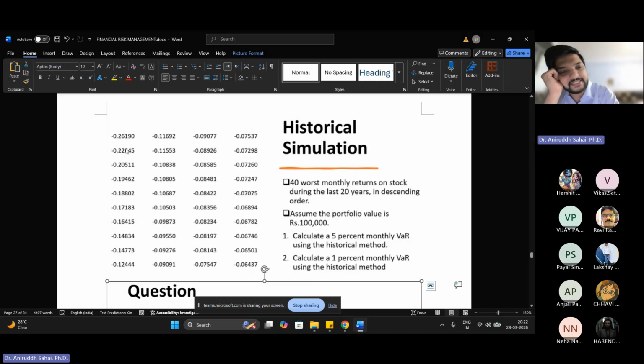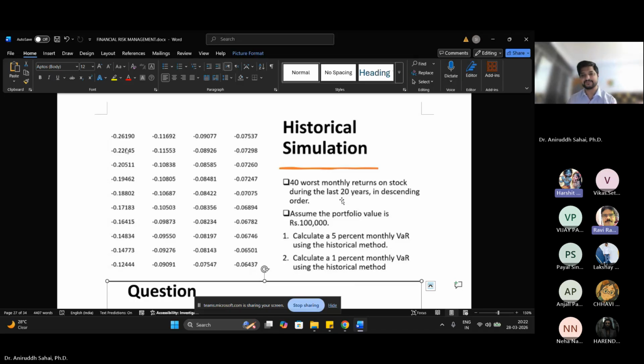And the worst month is giving a return of minus 26%. Then you have minus 22%, then you have minus 20%, then minus 19, minus 18, minus 17, 16. इस तरीके से the worst 40 months are given to you out of the 240 total months. Now assume the total portfolio value is 1 lakh rupees and you need to calculate 5% monthly VAR and 1% monthly VAR. How will you calculate? कौन सी observation लेंगे in 1%? 5th वाले में सर 5%, 12 आ रही है सर और दूसरी की 2.4 आ रही है.